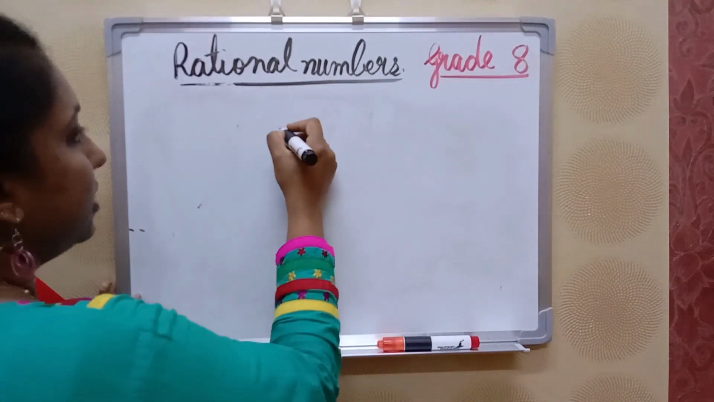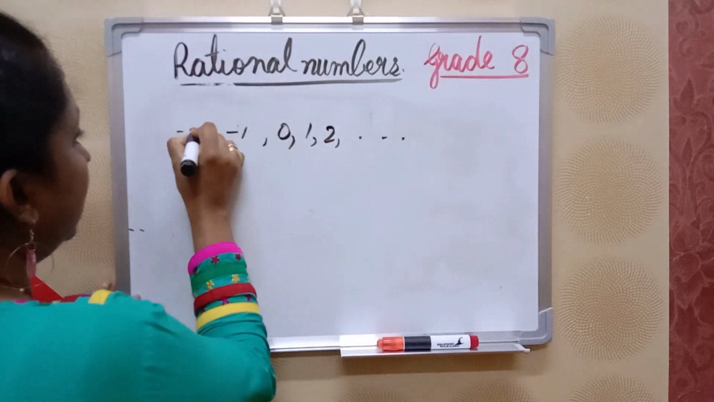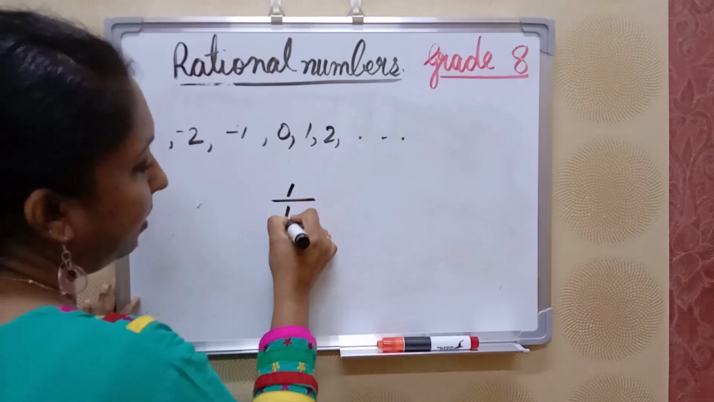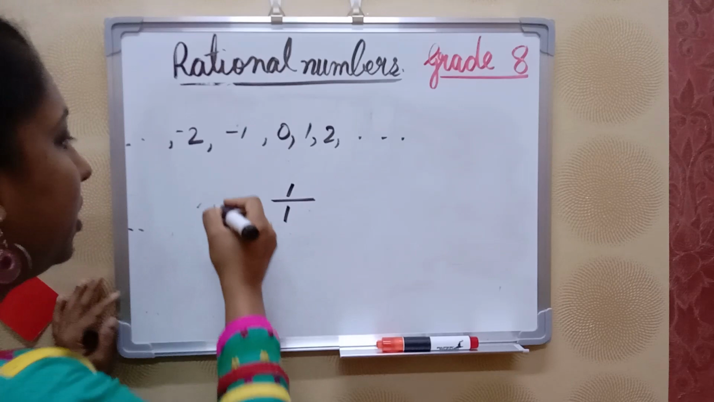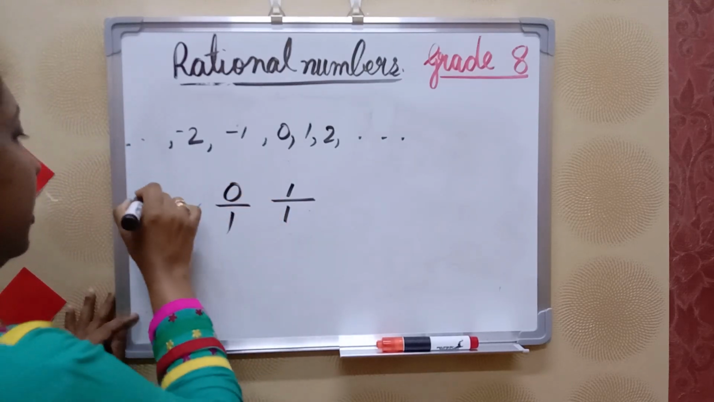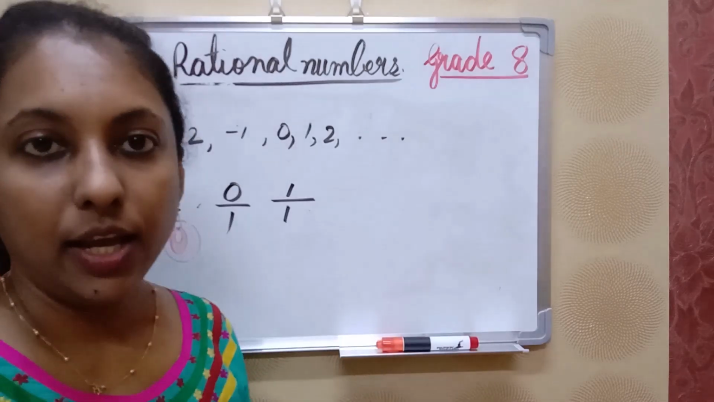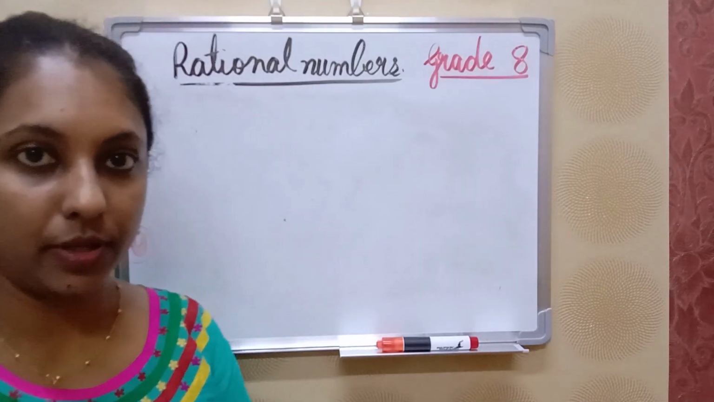That is integers 0, 1, 2, etc., and negative 1, negative 2, etc. This 1 is a rational number. We can write it in the form 1 by 1, that is a by b form. 0 by 1. Negative 10 by 1. So integers are also rational numbers. Next is properties of rational numbers.